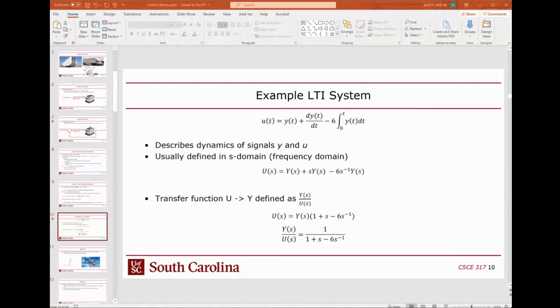Yes, you will be tested on the Laplace transforms, but only in this form. You don't have to worry about doing more complex Laplace transforms. Like I said, this is trivial. This is literally just converting the derivative to s and the integral to 1 over s. That's all we're doing here.